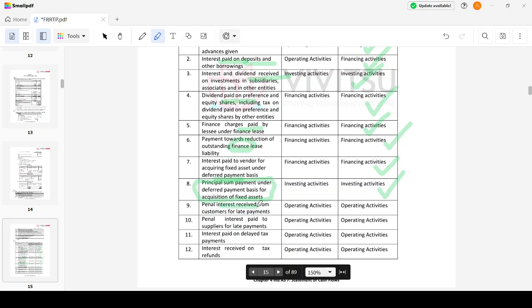Penal interest received from customers for late payments is an operating activity. Penal interest for suppliers for late payment, again, is an operating activity. Delayed tax payment is an operating activity. Generally, tax expense will be classified as operating activity unless specifically mentioned. Interest received on tax refund, operating activities.